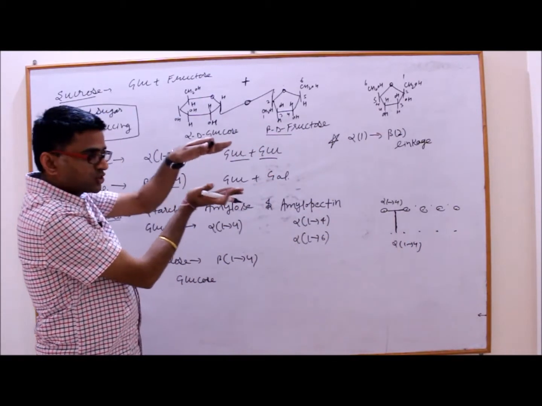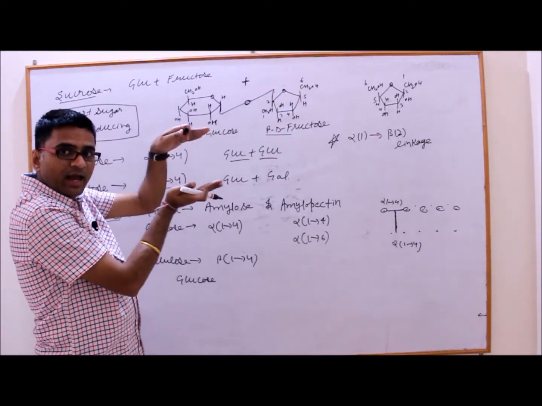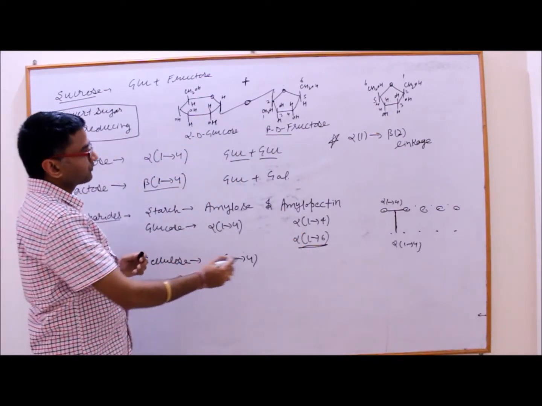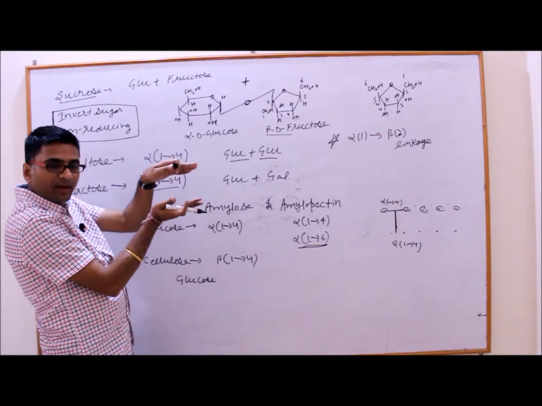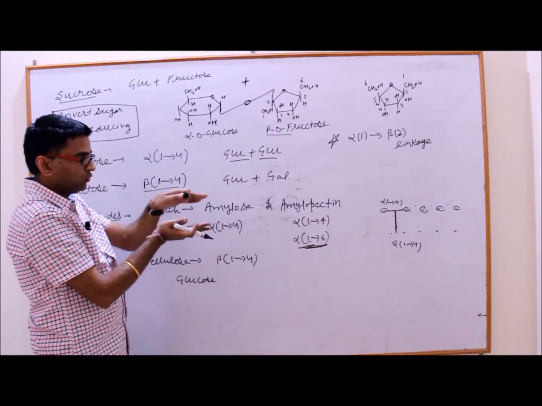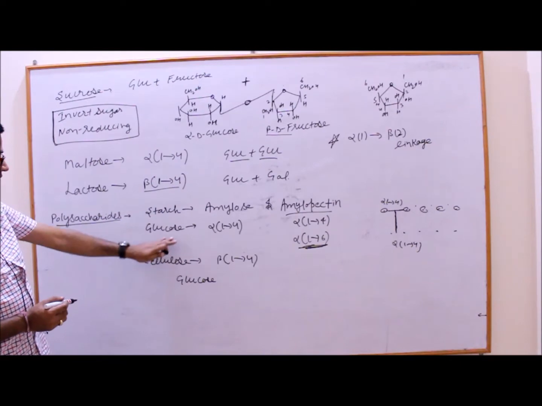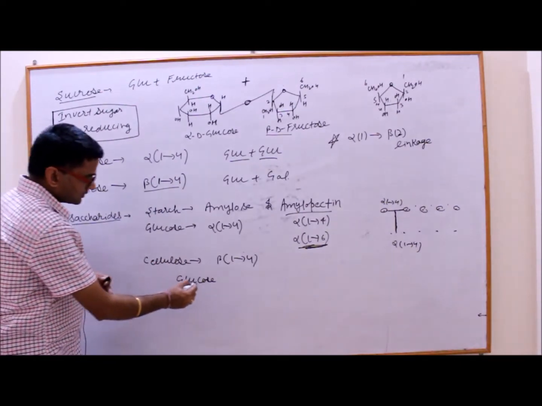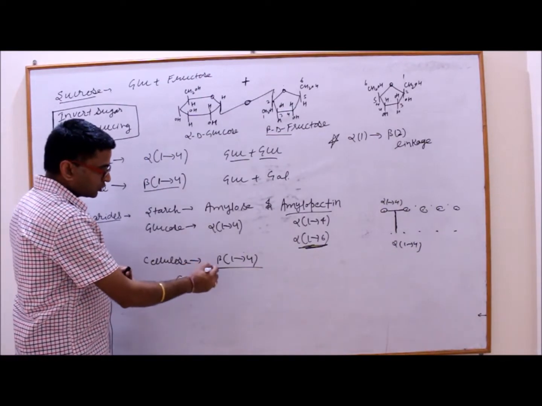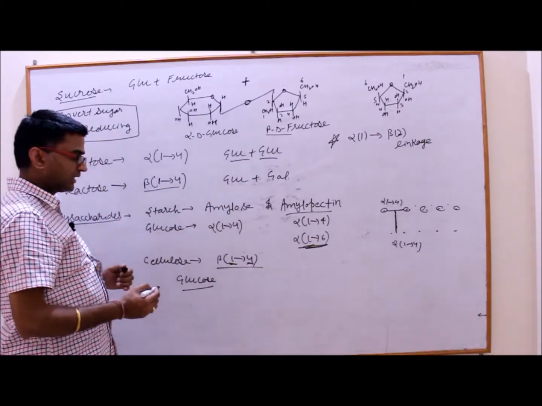Now these two linear chains are parallel to each other, and they are held together by alpha 1 to 6 linkage, like a covalent bond between the two. This happens in case of amylopectin. The next polysaccharide is cellulose. It has glucose but in the beta form, so the linkage is beta 1 to 4. Both glucose are in beta form and carbon 1 and carbon 4 are involved in the linkage.